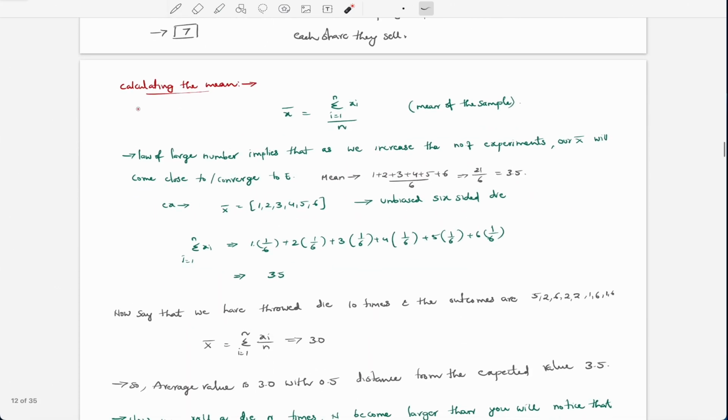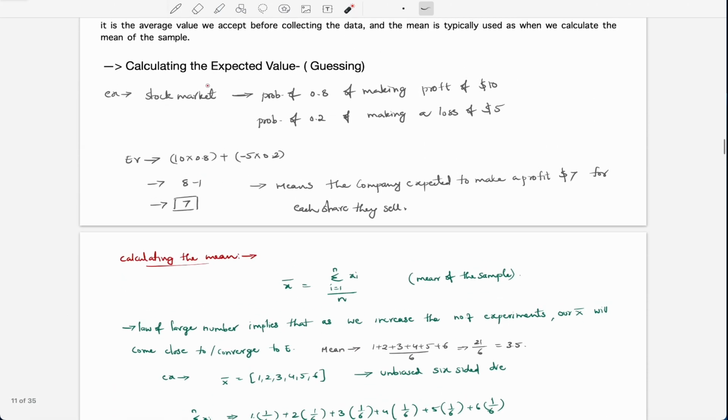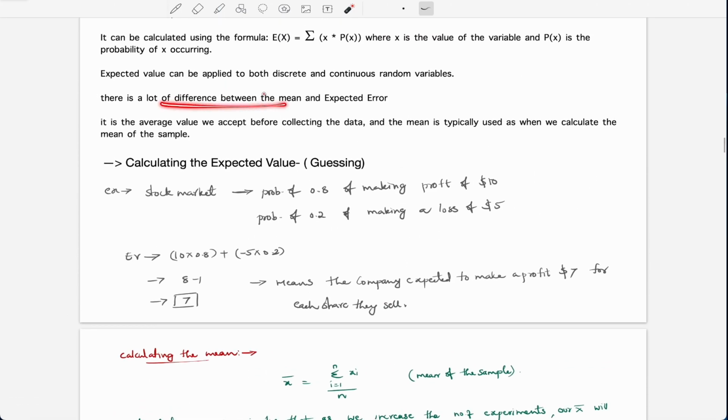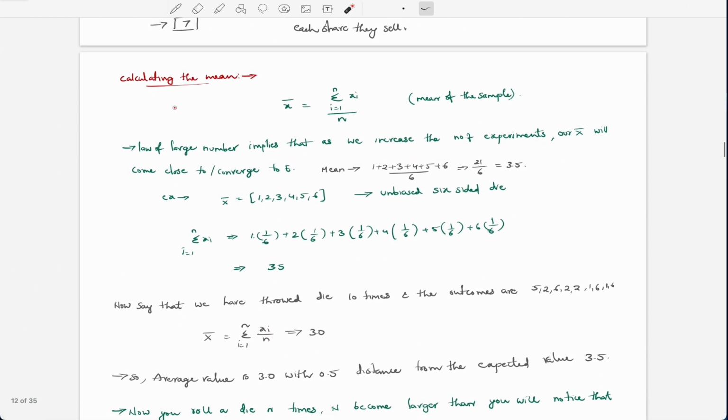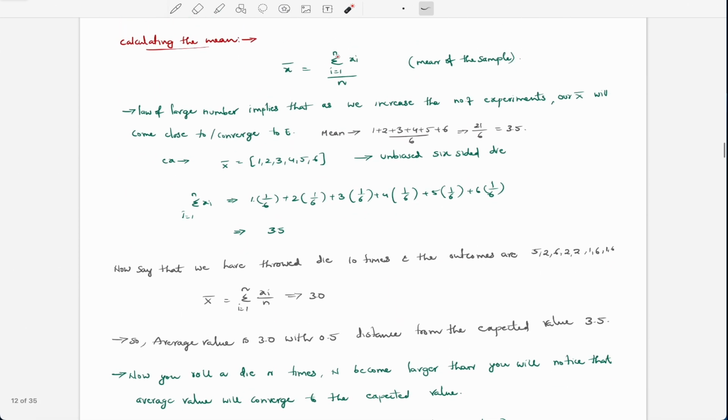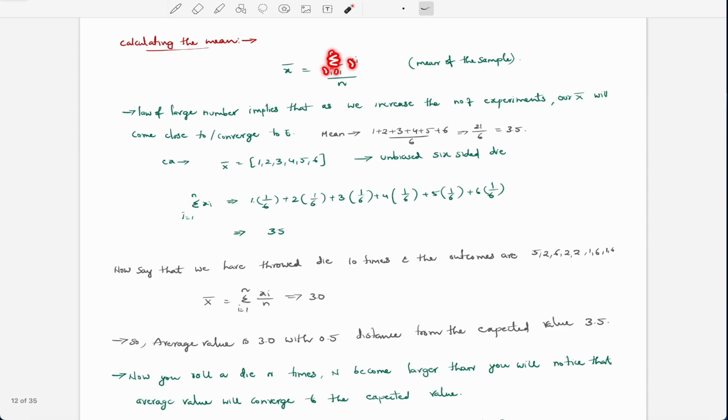So how are we going to calculate the mean? We have seen the difference between the mean and the expected value. The expected value is before collecting the data, and the mean is typically used when we take the mean of the sample, right? So how do we calculate the mean? We have seen the mean of the sample right here. We're going to discuss in great detail in our next lecture what mean, mode, and median are.